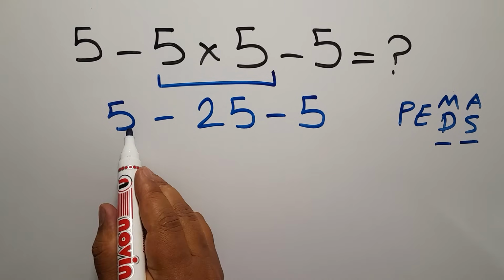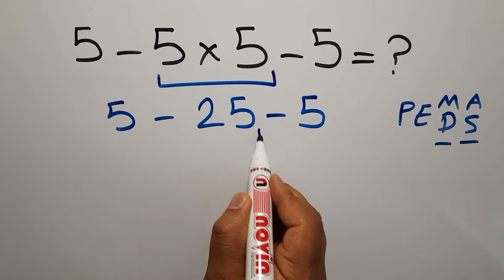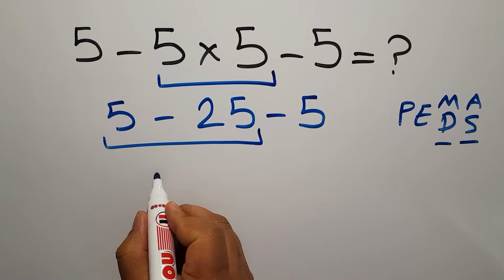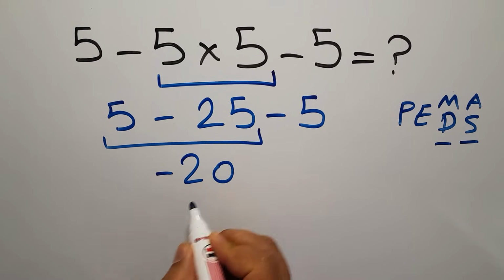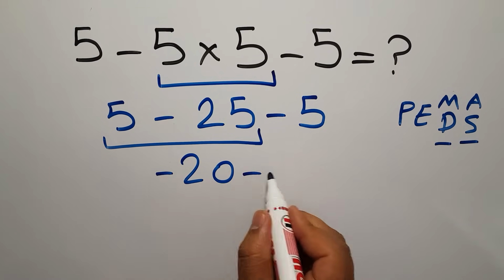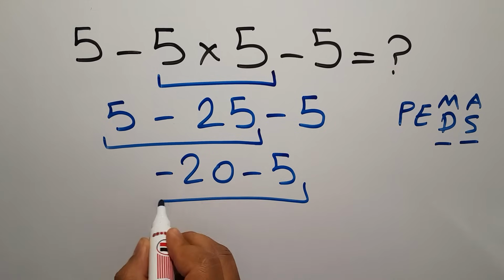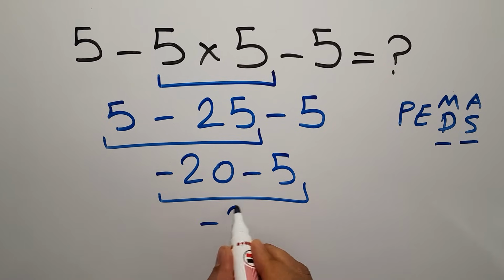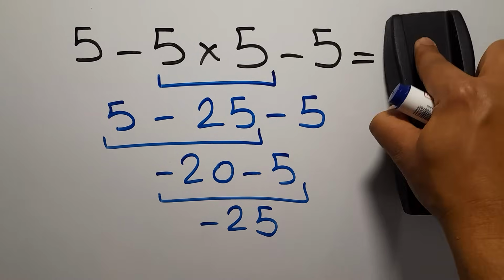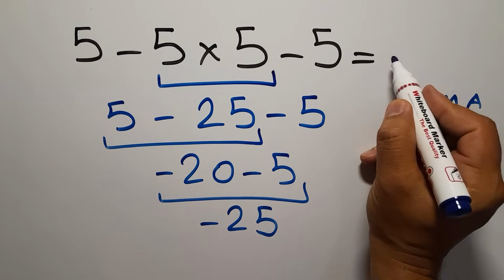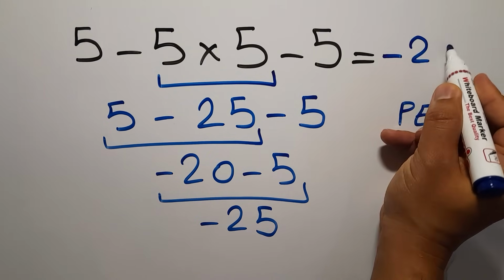So first 5 minus 25, which equals negative 20. So negative 20 minus 5, and this is equal to negative 25. So therefore, our final answer to this problem is just negative 25. The correct answer is negative 25.